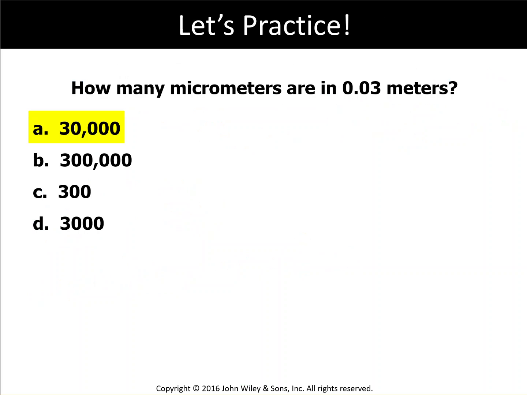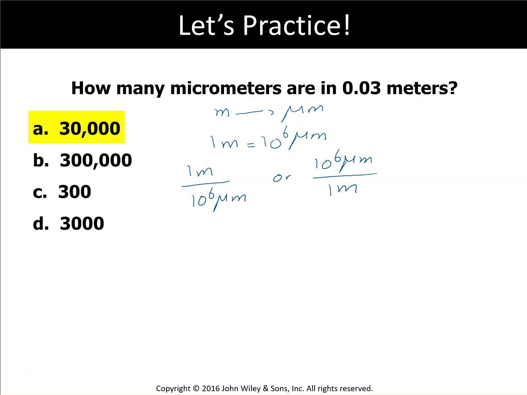Now let's look at another example. You want to know how many micrometers are in 0.03 meters. So from meters, we want to go to micrometers. Now let's think and remember the relationship between meter and micrometer. We know that each meter is 10 to the 6 micrometer. So our two possible conversion factors are going to be 1 meter, 10 to the 6 micrometers, or each 10 to the 6 micrometer is 1 meter.